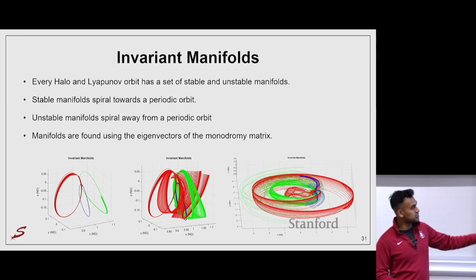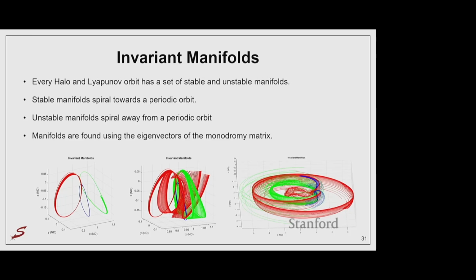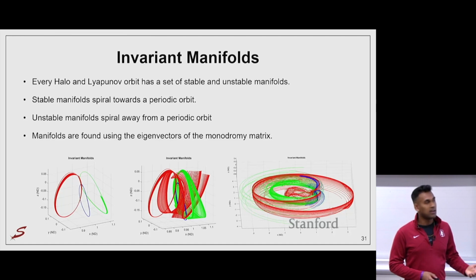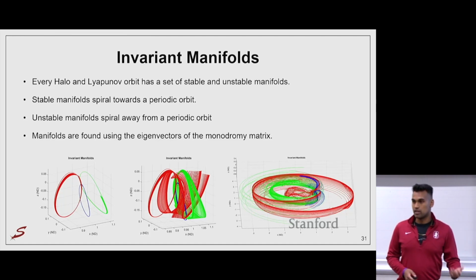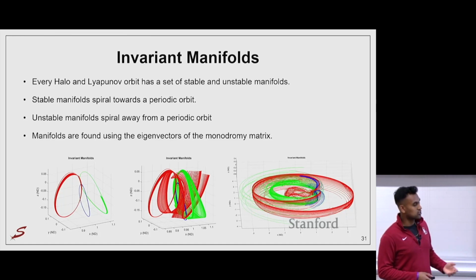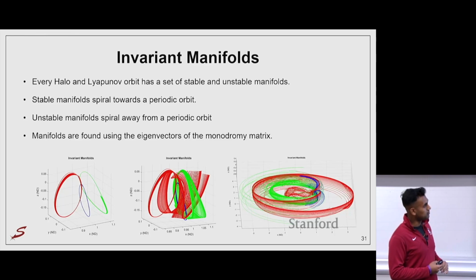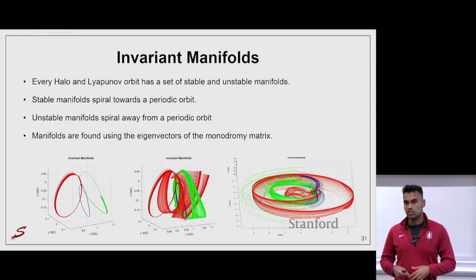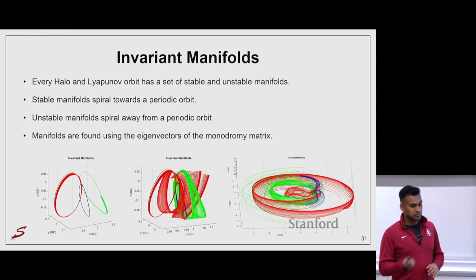And here's something I just want to introduce quickly that'll become more relevant later. It's the concept of invariant manifolds, and it's tied to the CR3BP monodromy matrix and eigenspace. So every halo and Lyapunov orbit has a set of stable and unstable manifolds that correspond to their stable and unstable eigenvector, that can be found from taking the eigenvalues of the monodromy matrix, which I'll define.